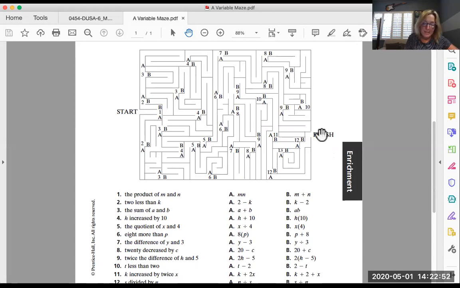In that case, A is correct, right? MN would be the product of M and N, because that's like M times N. So you start here, and then you would go A, and you would take the A maze until you get to problem 2, and then you have to decide which way to go, either the A way or the B way, depending on which expression is correct. Okay, and then when you're done, you'll end up at the finish, and hopefully the route you took will have been the correct one. All right, give it a try.